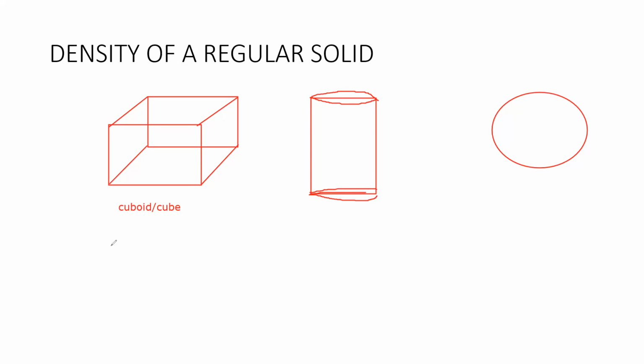If we want to find the volume, it will be length multiplied by width multiplied by height, because length into width gives us the area, and I'm talking about the volume. What about the volume of the cylinder? That is pi r square h. And the volume of the sphere? That is 4 by 3 pi r cube. That's the formula for the sphere. And what apparatus do I need to measure the length, width and height? Here I need a meter rule.